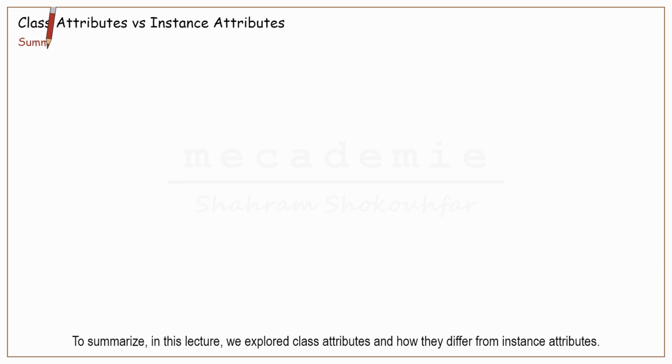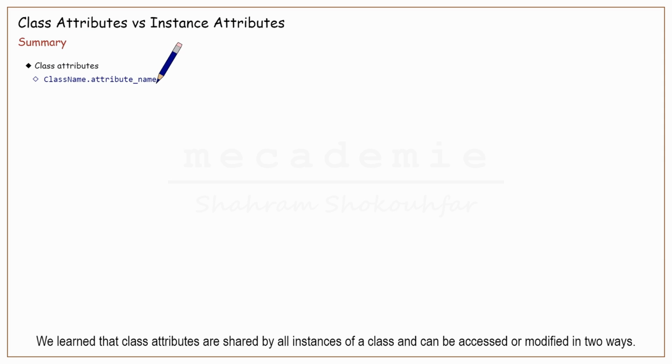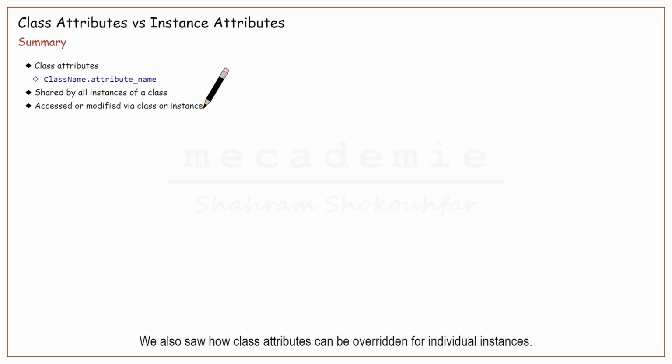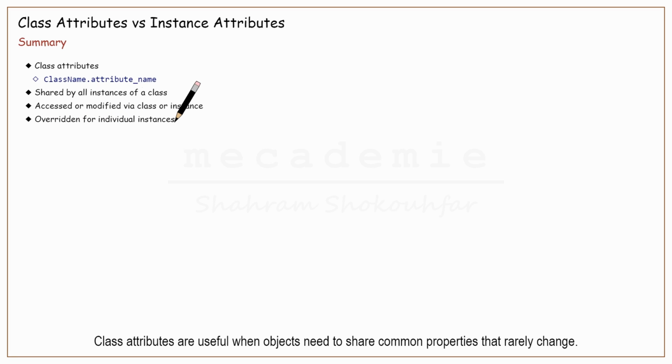To summarize, in this lecture, we explored class attributes and how they differ from instance attributes. We learned that class attributes are shared by all instances of a class and can be accessed or modified in two ways. We also saw how class attributes can be overridden for individual instances. Class attributes are useful when objects need to share common properties that rarely change.